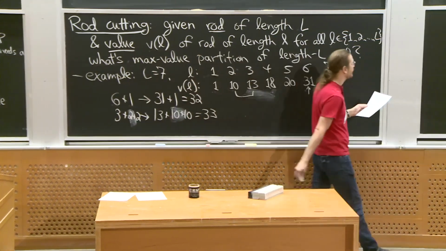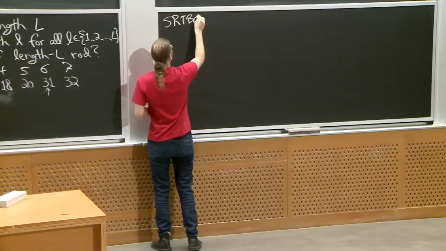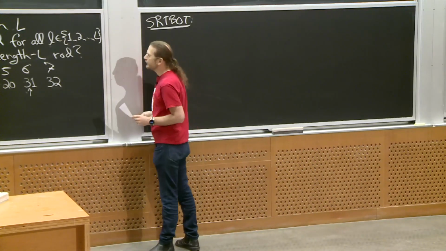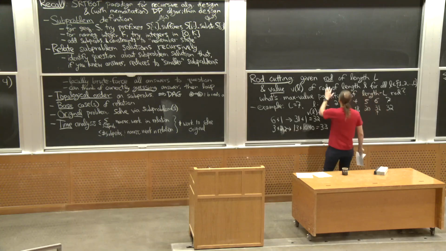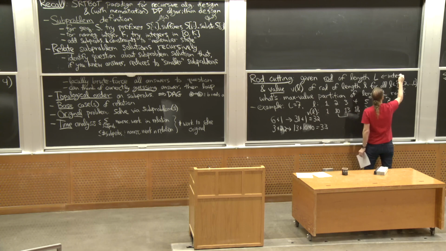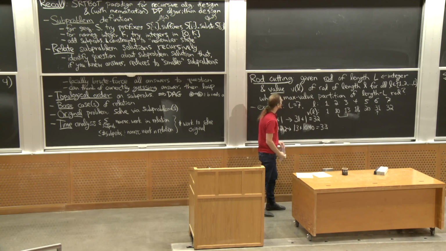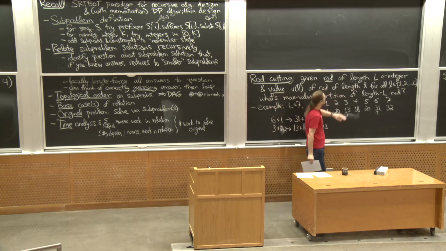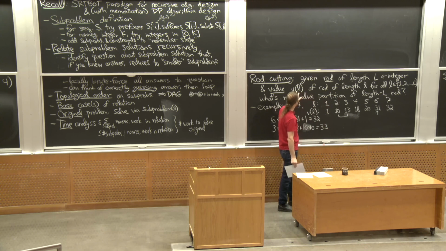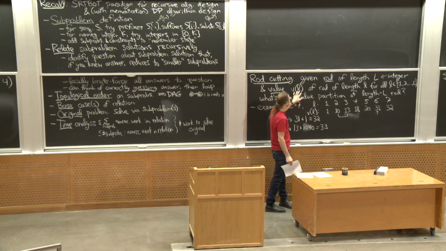So let's solve this with SRTBOT. What's the input to this problem? Well, I didn't mention this is a positive integer length. So we have one input, which is an integer L. And we have another input, which is, I guess, an array of integers. So this is a sequence, and this is an integer.